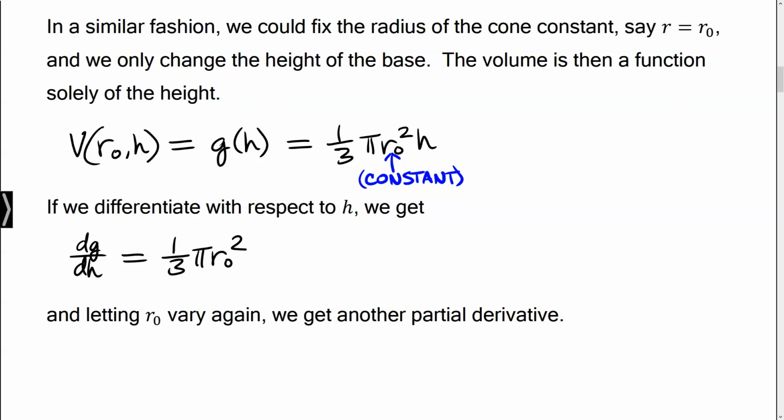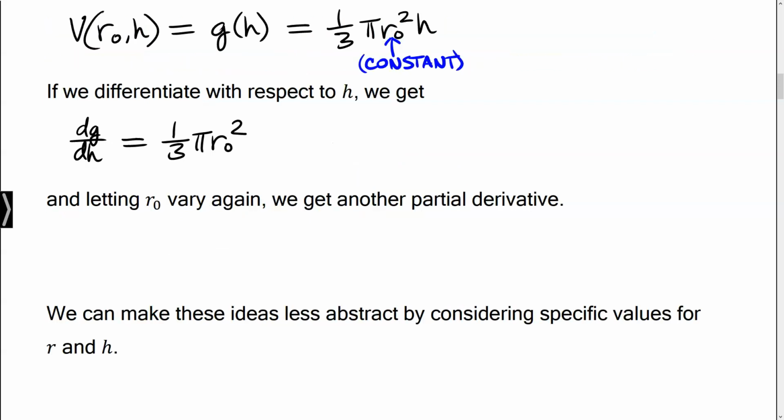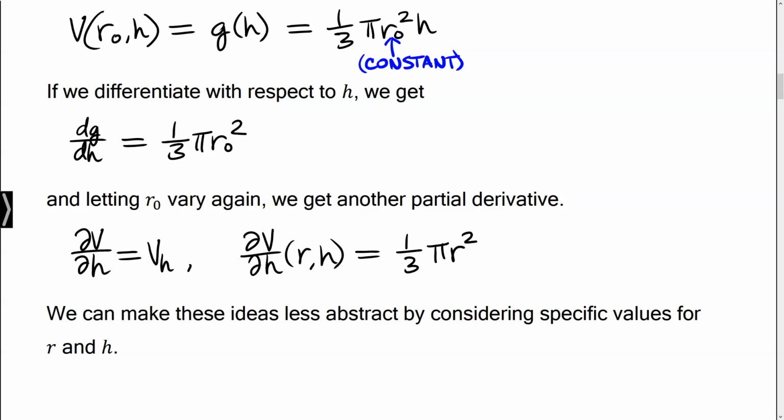But again, we're going to let r naught vary, and so we're going to get another one of these partial derivatives. Now, there's no h in here, we're just unfixing the radius. So the partial derivative only ends up being a function of the radius. We could say this is the partial with respect to h. The other main notation would be V sub h, and in particular, the partial of V with respect to h would be a function of r and h, even though we really know that it doesn't depend on h. We can still think of it as a function of r and h. So in this case, it'd be 1/3 pi r squared.